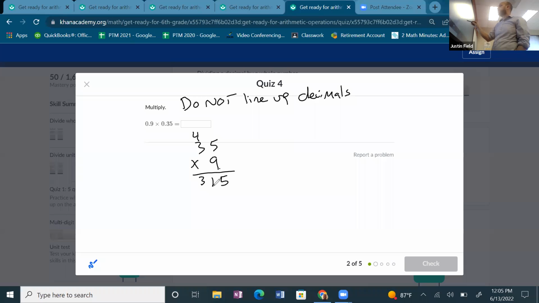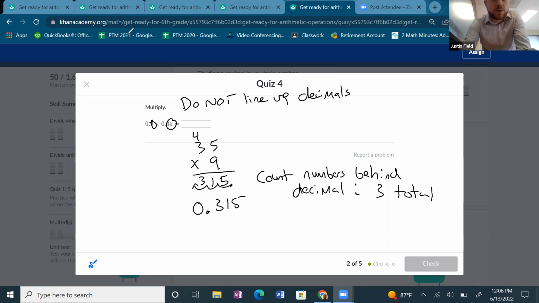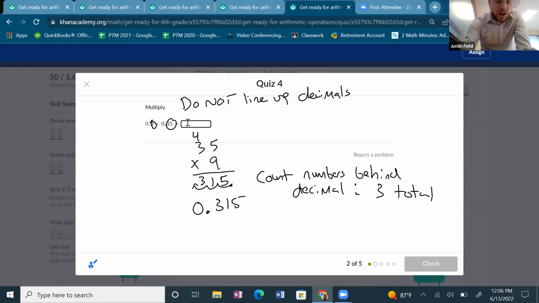And now I'm going to count numbers behind the decimal. How many numbers are behind the decimal? 1, 2, 3. So 3 total, which means we want to move a decimal point 3 into our answer, making our final answer 0.315, 0.315, or 315 thousandths.